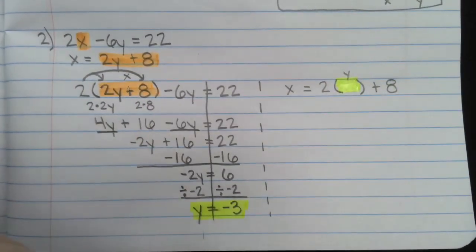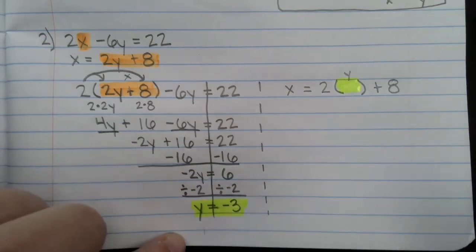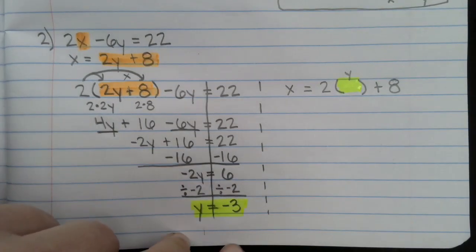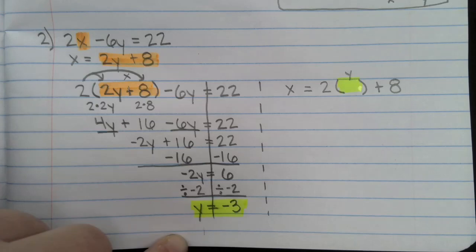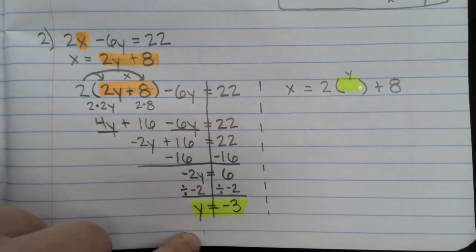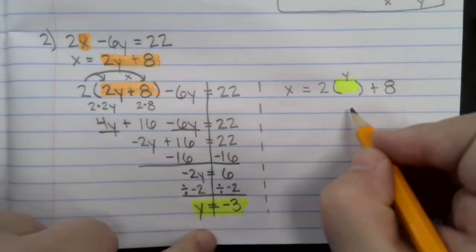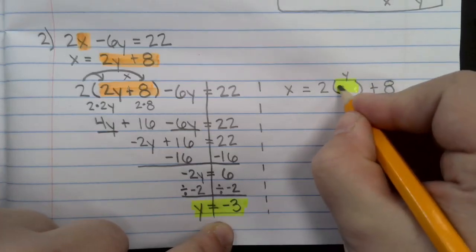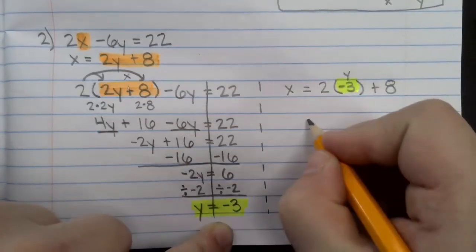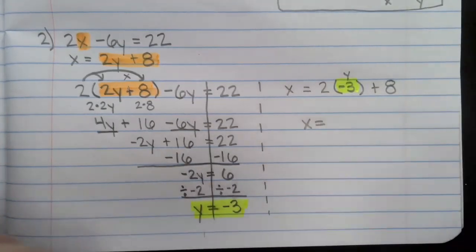What is y? Jordan, this is the part. Come on. Jordan, put it away. What is y? Negative 3.